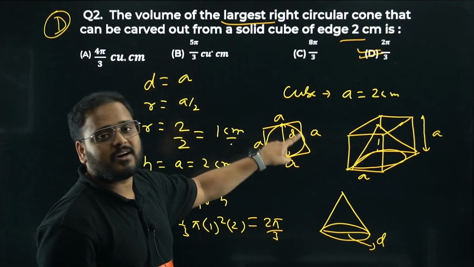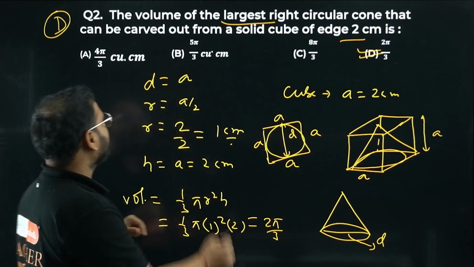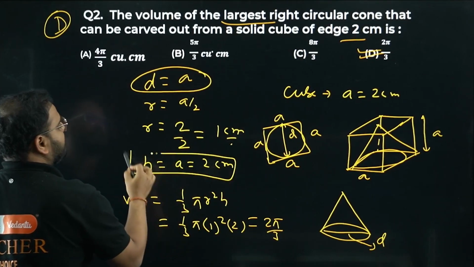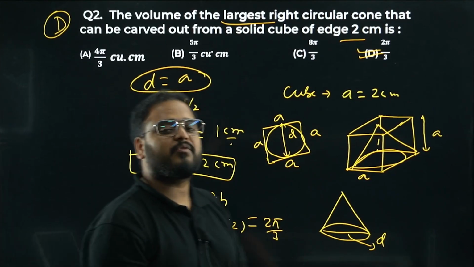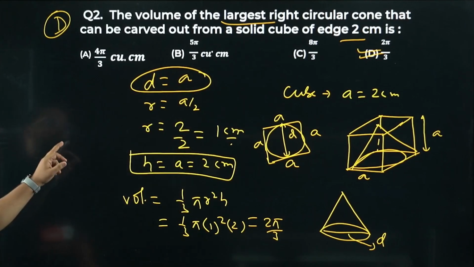It can have contact with all the sides. So for the square like this, the maximum diameter can be only A. Diameter is also A and so is the height. So for that I'm getting radius as 1 and height as 2. Formula is 1 by 3 pi r square for the cone. Getting the answer as 2 pi by 3. Question number 2 is also done.